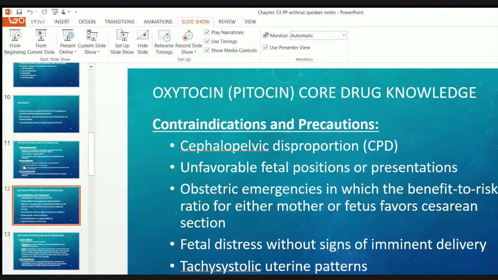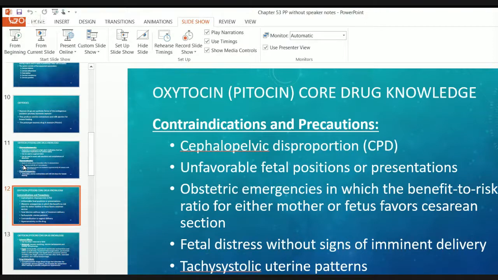Tachysystolic uterine patterns, and we're going to talk a little bit about that. If her uterus is already overstimulated, this is a medication that does stimulate her uterus, so we wouldn't want to stimulate it anymore. Then there are contraindications to vaginal deliveries, and those include invasive cervical carcinoma. If the woman has active genital herpes, she can't have a vaginal delivery. A woman can have a history of herpes, but if it's just a history with no active lesions, she can have a vaginal delivery.